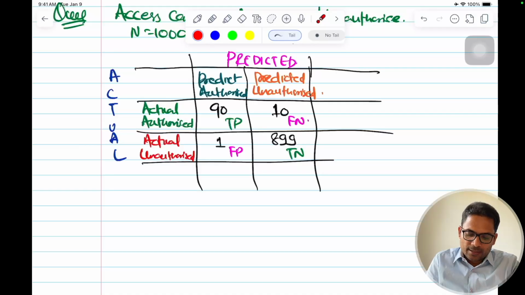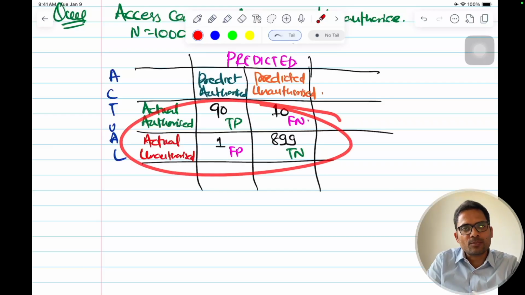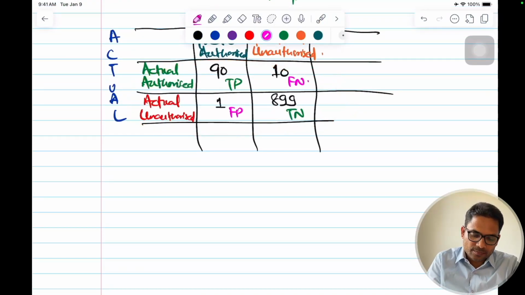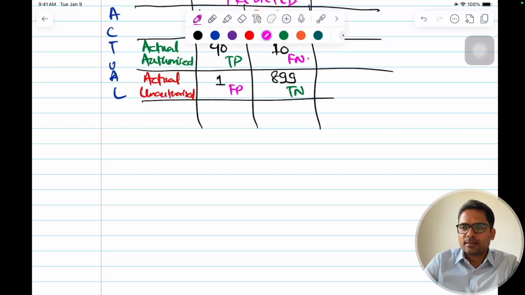Similarly, somebody was actually authorized, but the system predicted it as unauthorized. Maybe the access card is broken or the magnetic strip is not functioning well, or some fault happened. So these 10 people faced some hassle getting authorized, and the system flagged them as unauthorized and they were not let into the system. So this is the whole problem. And now let's quickly do all the calculations. We have all the numbers. So what will be my precision?